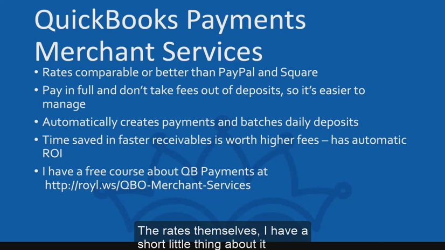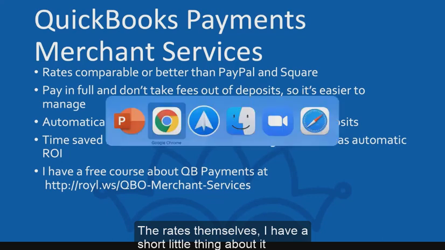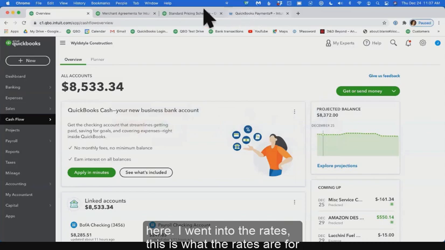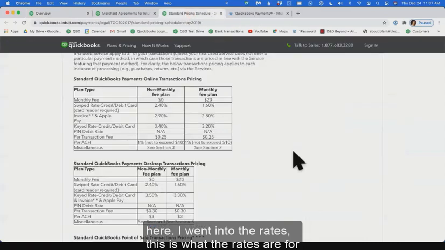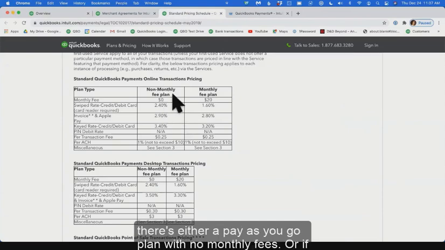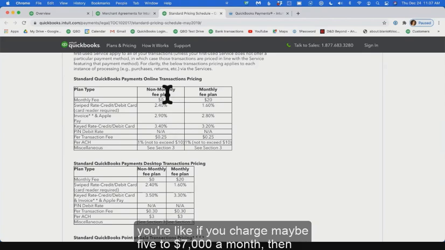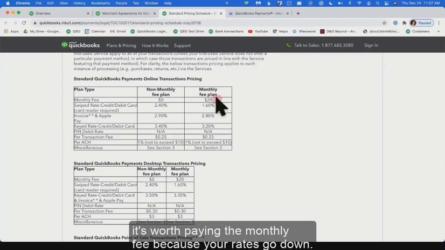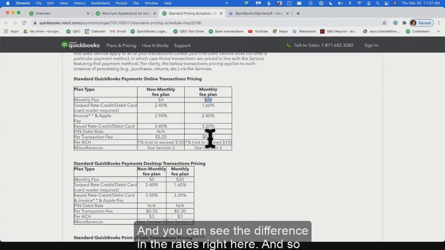The rates themselves, I have a short little thing about it here. I went into the rates. This is what the rates are for the merchant services. So depending on your volume, there's either a pay-as-you-go plan with no monthly fees, or if you charge maybe $5,000 to $7,000 a month, then it's worth paying the monthly fee because your rates go down, and you can see the difference in the rates right here.